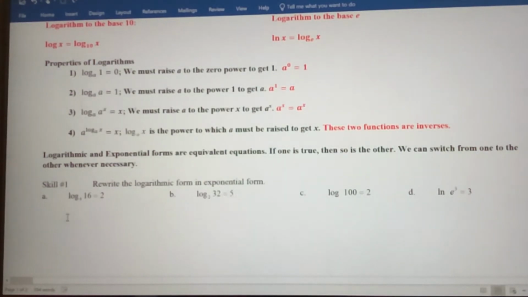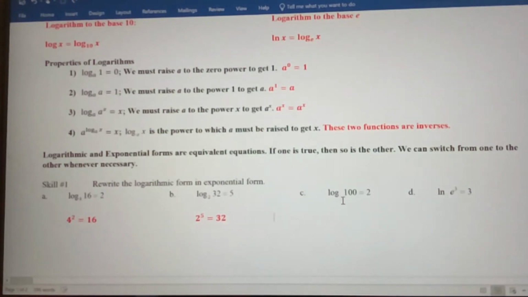Okay, in part A here, we've got log base 4 of 16 equals 2. Rewriting that in exponential form, we've got our base, our exponent, and our solution. So it would be 4 to the second power equals 16. Translating part B to exponential form, we've got base 2 to the 5th power equals 32.